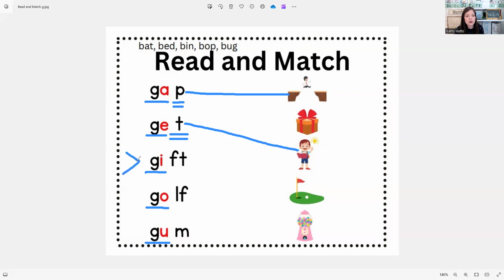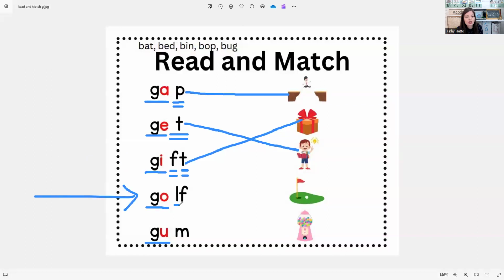All right, let's do the next one. This one has 2 letters at the end, and we're going to make both of those sounds. All right, go back to the beginning. G, E, gift, gift. Draw a line to the gift. Very good.